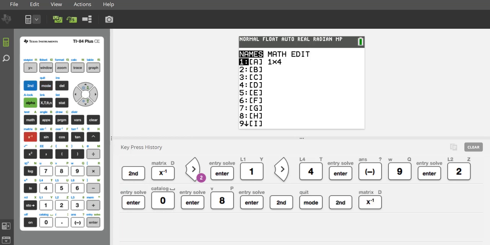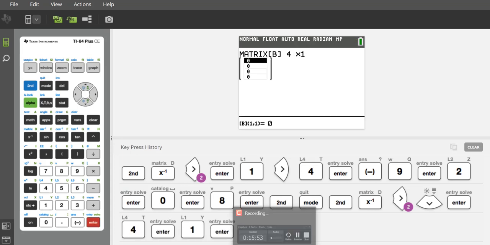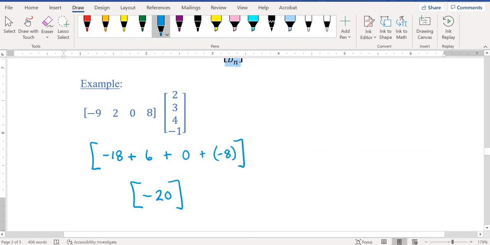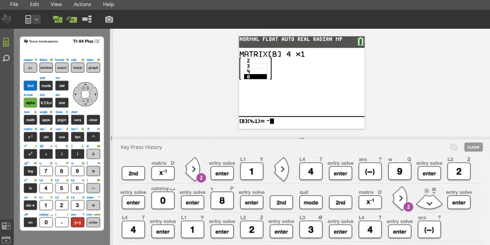Second matrix, edit, down to matrix B. Hit enter. This is a 4 by 1 matrix, and the elements are 2, 3, 4, -1.